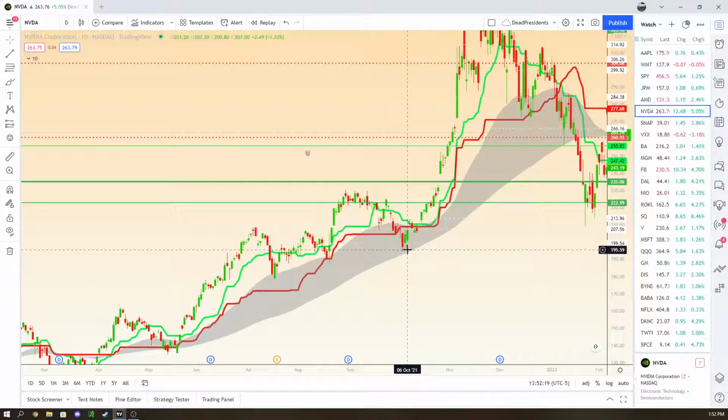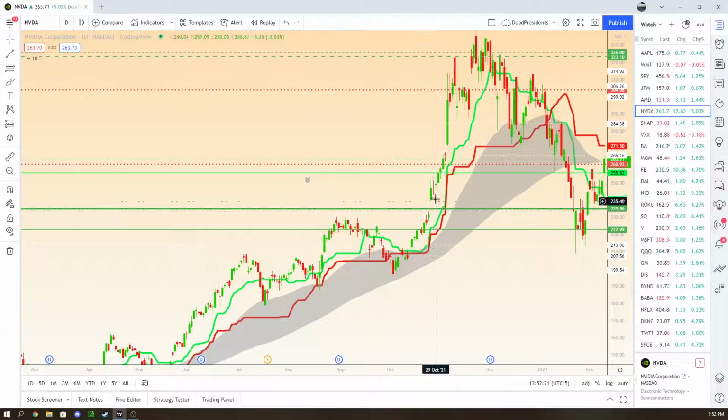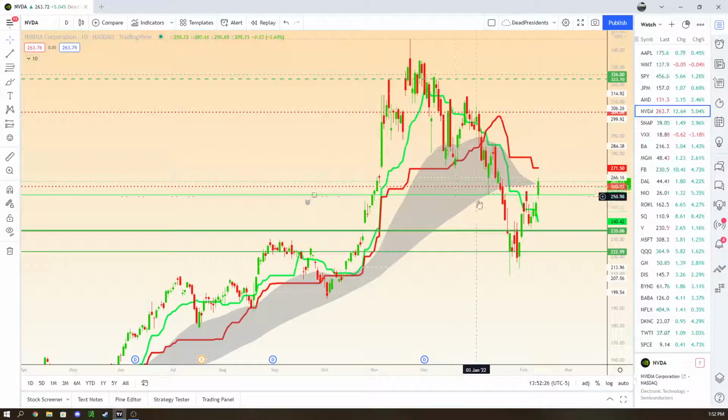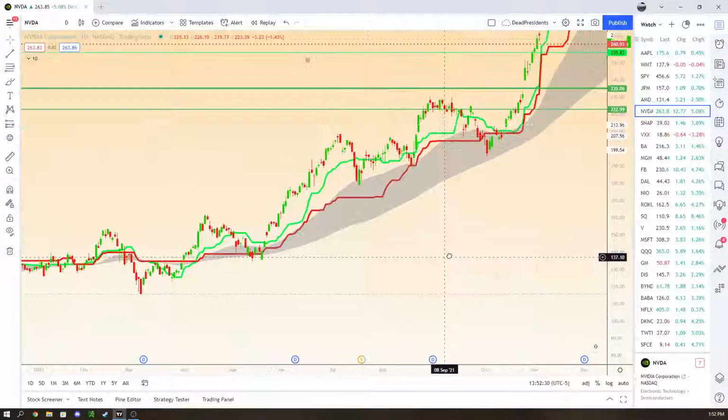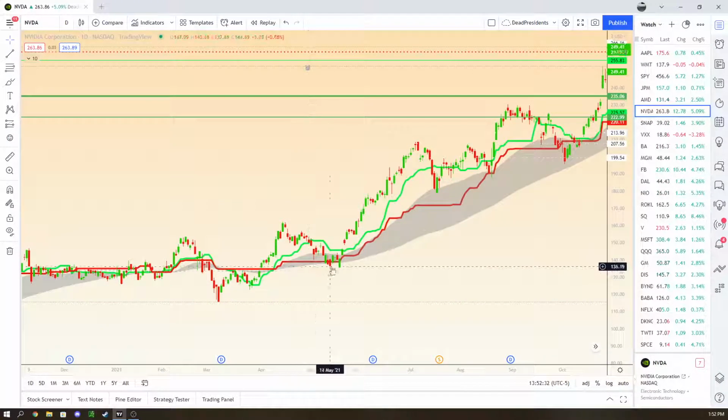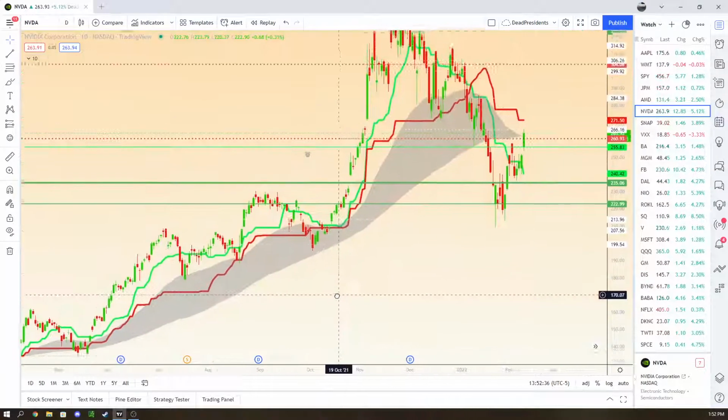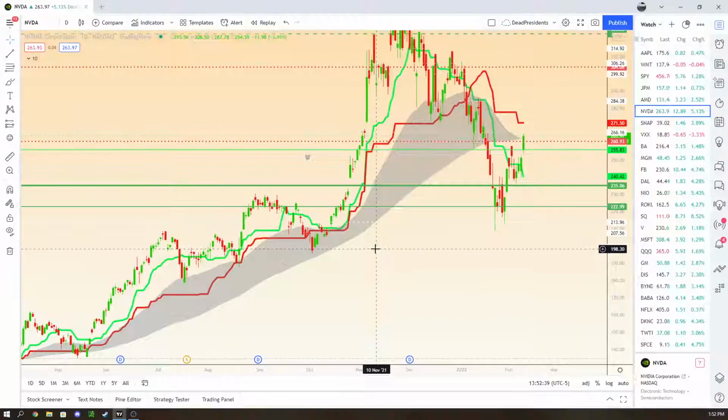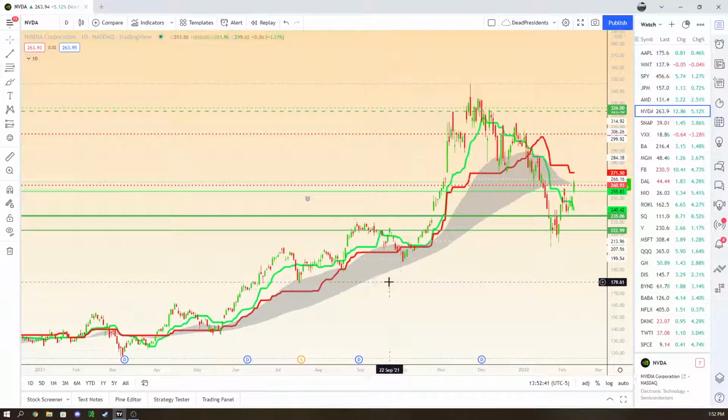Did not lose this, you see, confirmed up, up, up, up, all the way up here, and it finally broke the cloud at 258. So let's see, if you would have taken it here, 146 to 258, guys. Come on, that's a huge move right there on the daily, and that's just by following the simple system of only buying when the price is above the cloud, only selling when the price is below the cloud. You know.